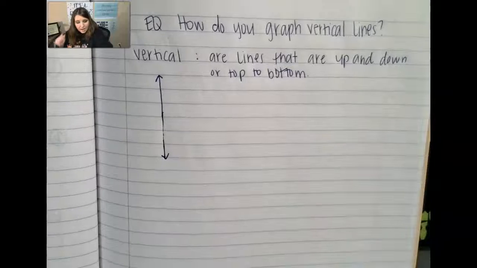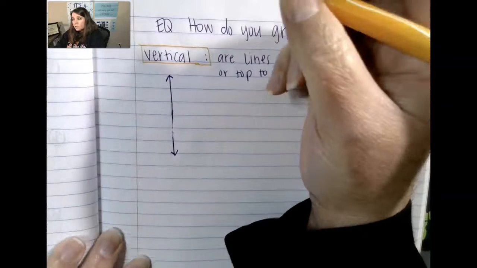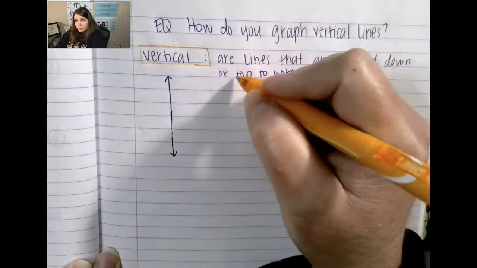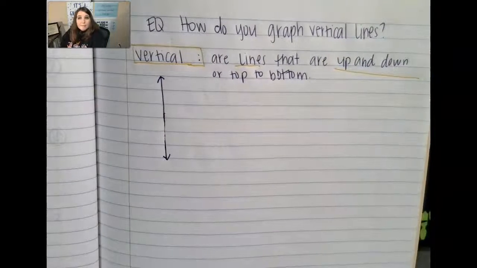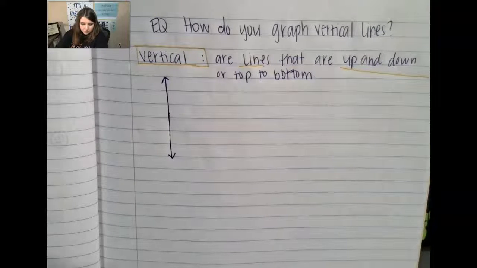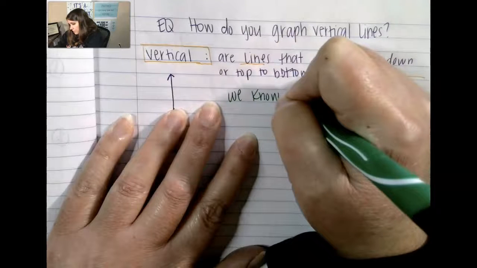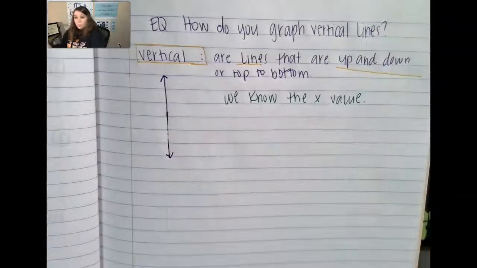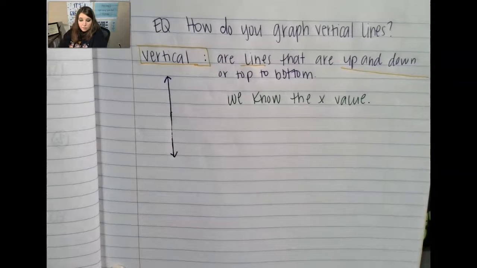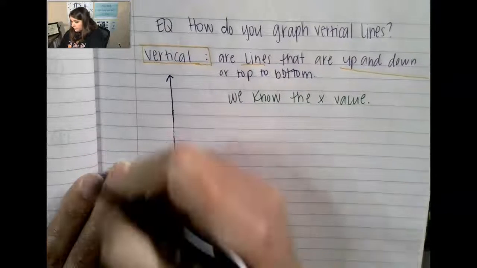So if you think back to our last lesson around horizontal lines, we talked about how in horizontal lines we know what y is, and it includes every x value. In the vertical one, we know the x value, but we do not know the y value. So let's go ahead and see what the very first example is.